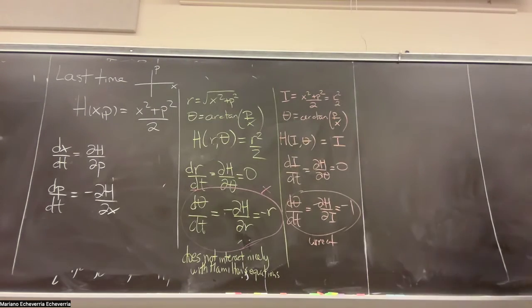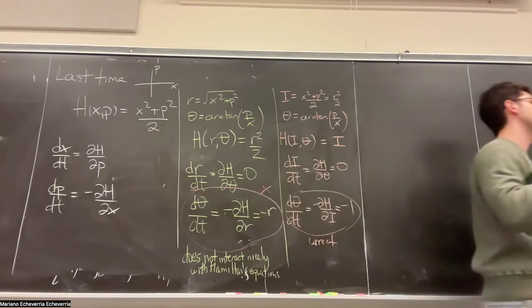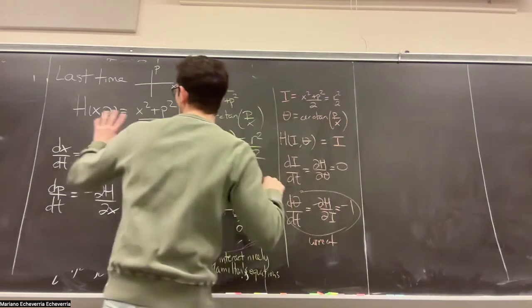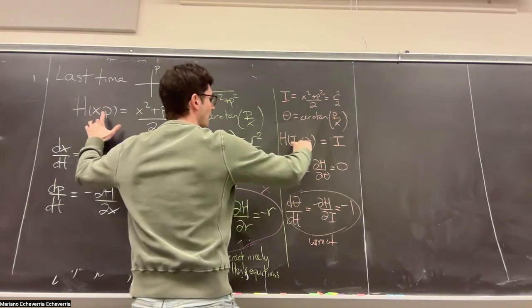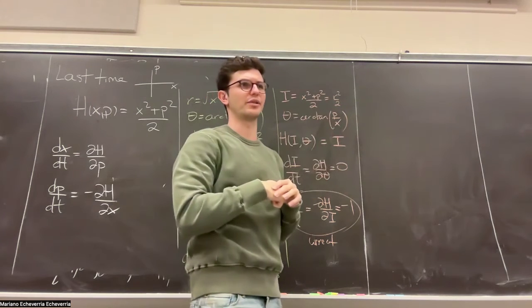So there is a distinction between this first change of variables and the other one, because in the second you can just apply formally the same equations of motion. Is that making sense? So what we'll say is that, for example, going from x, p to I, theta is a canonical transformation. I'm about to give you the definition for that.